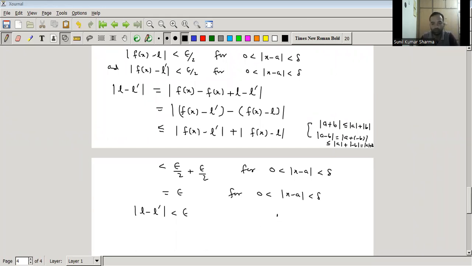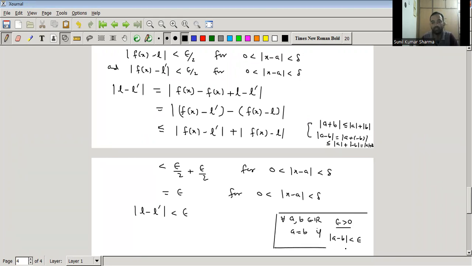Or we can also use one more concept. Let A and B be any two real numbers. Given any A, B in R, we can say A equals B if mod A minus B is less than epsilon, where epsilon is greater than 0. So if we prove this, then we can also say that both numbers are equal. So if mod L minus L dash is less than epsilon, then you can give this argument. So we directly write that L is equal to L dash.